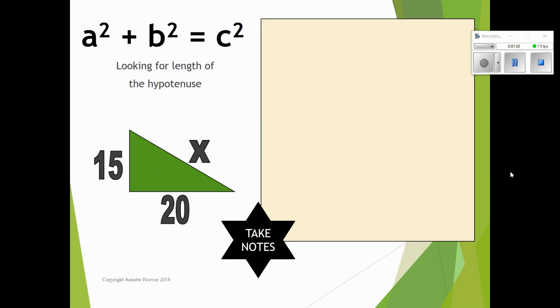In this triangle, we recognize first that it is a right triangle because it has a right angle in here. So these would have to be the legs. 15 and 20 would have to be the legs. One of them is going to be A, one of them is going to be B, and we're going to be looking for the hypotenuse, which is C. So we're just going to plug these numbers into the equation. When we do that, you will notice it doesn't matter whether 15 is here or here, it's going to have the same answer. We have 15 squared plus 20 squared, and that's going to equal c squared.